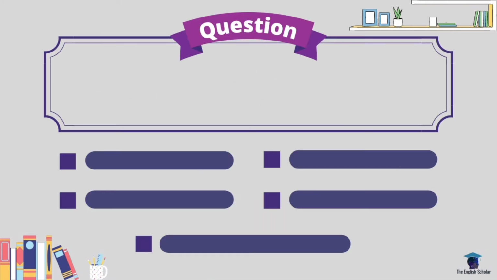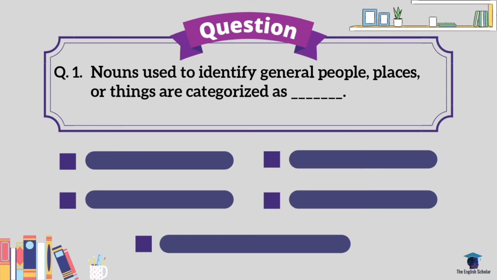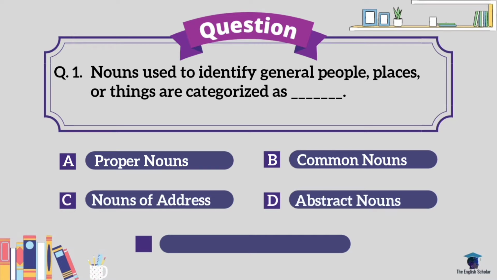So, let's start. 1. Nouns used to identify general people, places, or things are categorized as A. Proper nouns, B. Common nouns, C. Nouns of address, D. Abstract nouns, E. Concrete nouns. Your 15 seconds starts now. Time is up. The correct answer is letter B. Common nouns.